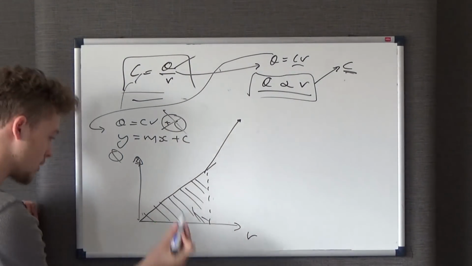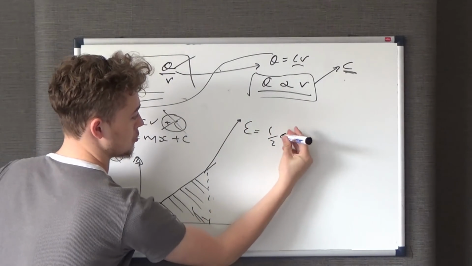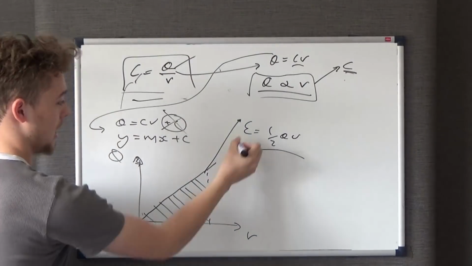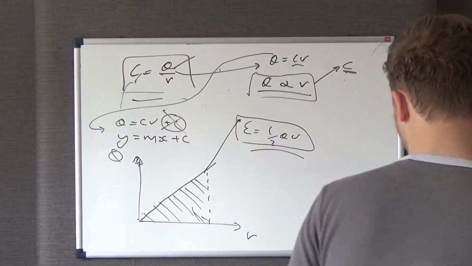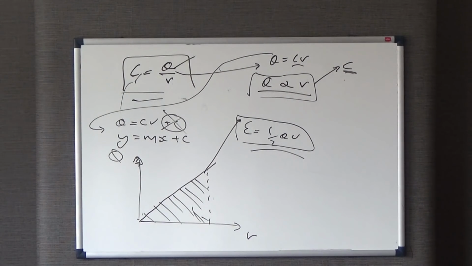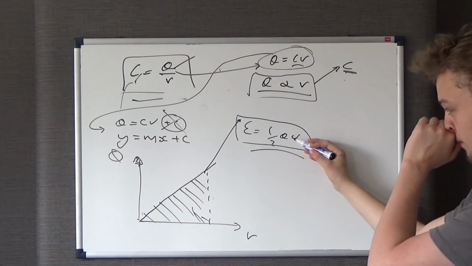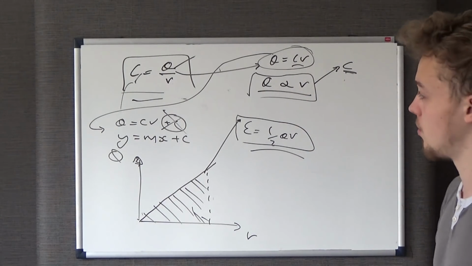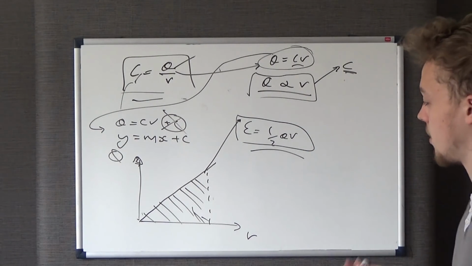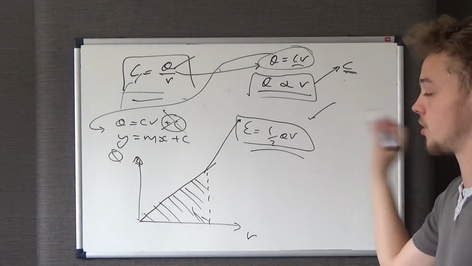Okay, so how do we work out the area of this? Well, you can just say E is equal to a half of Q times V. And that's the energy stored in a capacitor. So very, very easy to understand. Now because we've got this equation here, Q equals CV, obviously you can rearrange that to get V. You can rearrange it to get Q. Now there's no point rearranging it to get C, because the whole purpose of rearranging that equation is to put it into this energy equation, which you can then manipulate.